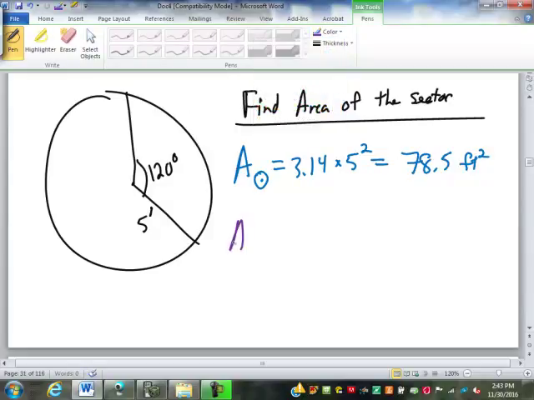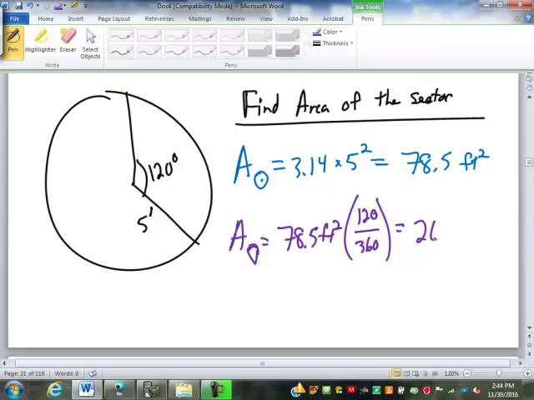Now for the area of our sector, it's the area of that circle, 78.5 square feet times 120 over 360. Which gives us, what, 26.4, 4.17 about square feet. If you did 26.2, that's fine as well.